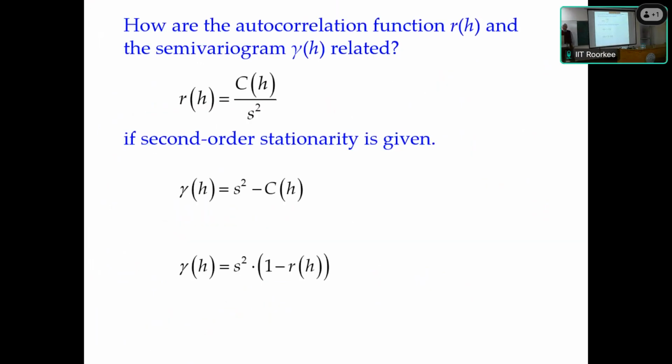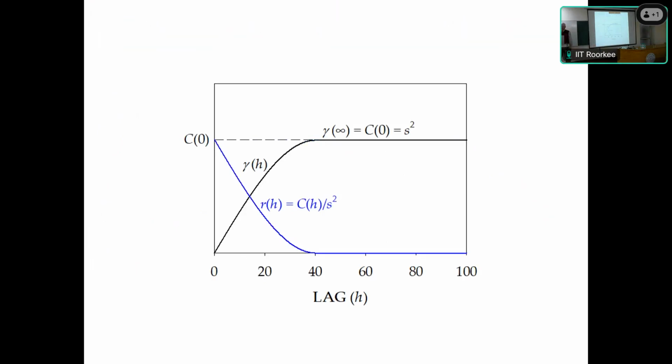So how are the autocorrelation function and the semivariogram related? Not really, but similar. We can do this computation here. R of h is equal to C of h over S squared. And gamma of h is equal to variance minus C of h. And gamma of h is S squared, with that then equal to S squared times 1 minus R of h.